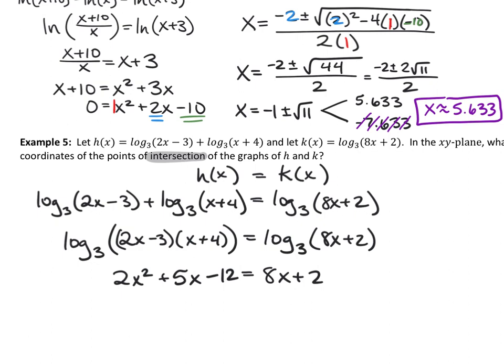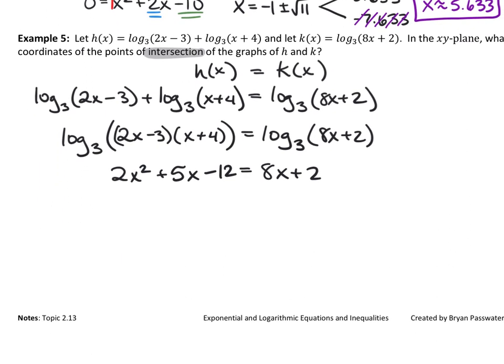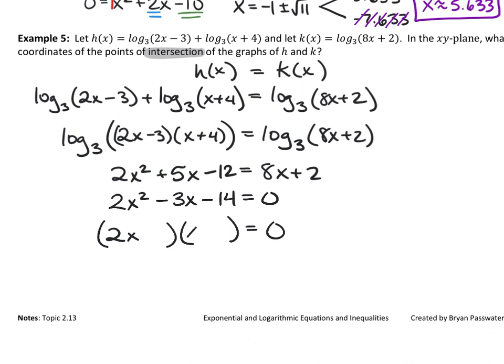So I would subtract 8x and 2 from both sides, which would make this 2x squared minus 3x minus 14 equal to 0. When we factor this, you would use the guess and check method. That's how I like you to factor, which means that this would be 2x minus 7 and x plus 2, which means our two solutions are x equal to positive 7 over 2 and x equal to negative 2, right?